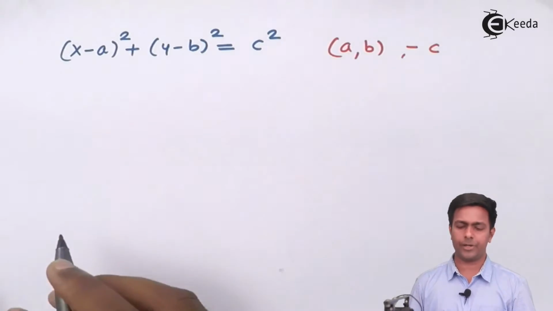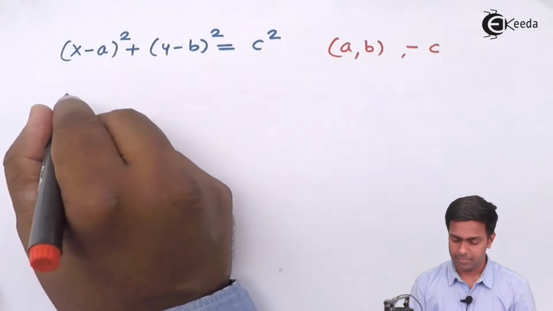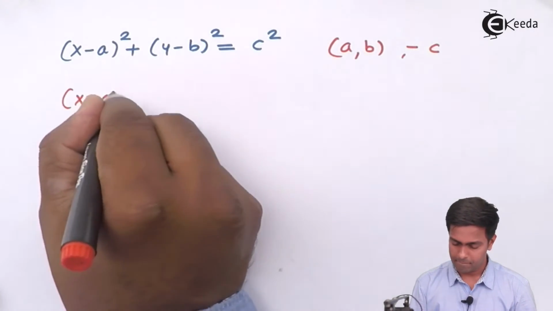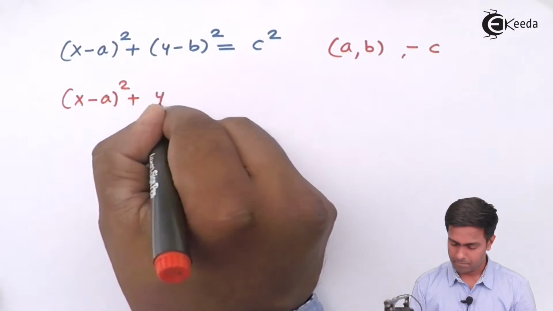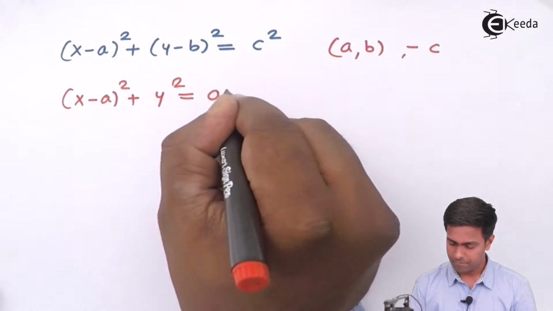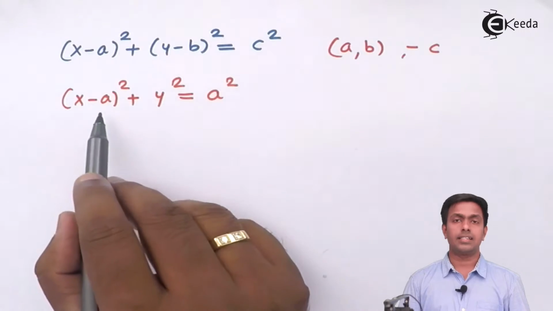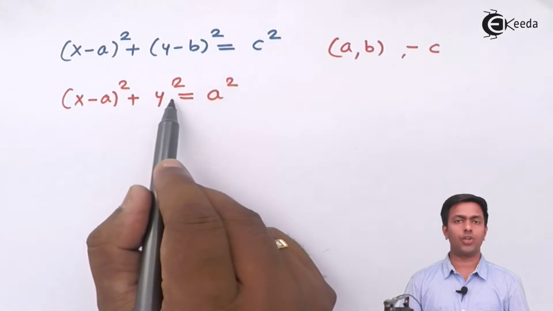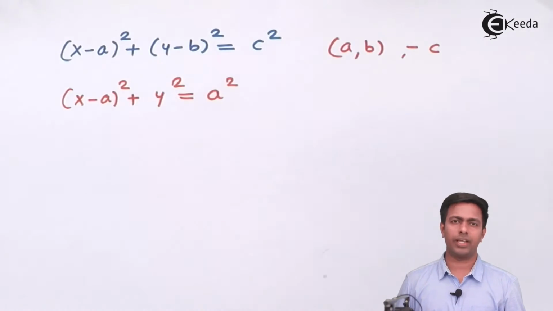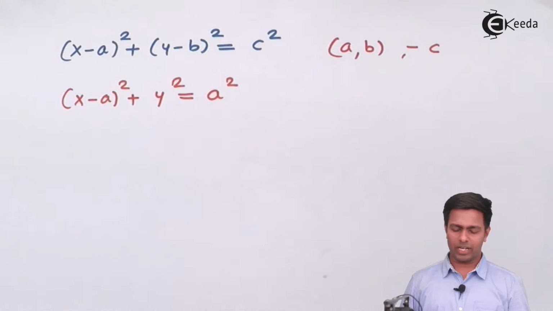So let's say that the equation of the circle is like this. Here we can easily identify that the center is at (a, 0) and the radius is equal to a. Now this is the Cartesian form. So now let's convert this into polar form. Guys, first of all I'll open the bracket.